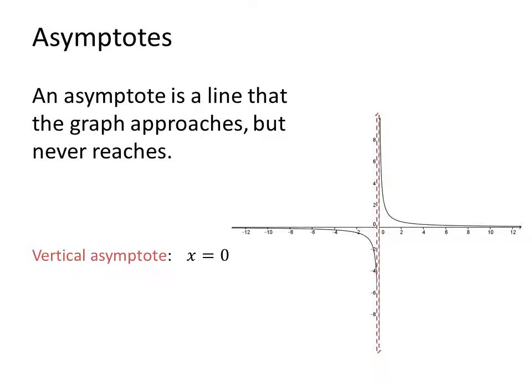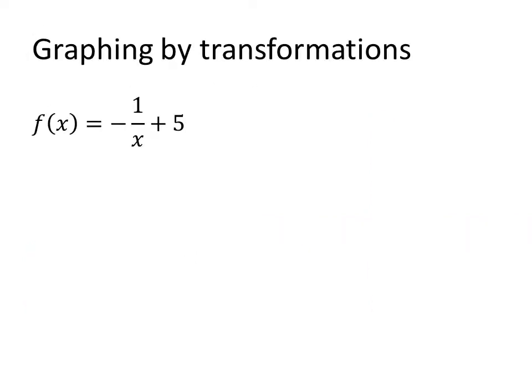This function also has a horizontal asymptote. Notice that as the function gets further and further from the y-axis, it gets closer and closer to 0. In this case, we would say that the horizontal asymptote is y equals 0. That is, the equation of the line y equals 0 is this horizontal line that the function approaches. So we will be looking at asymptotes for different rational functions.